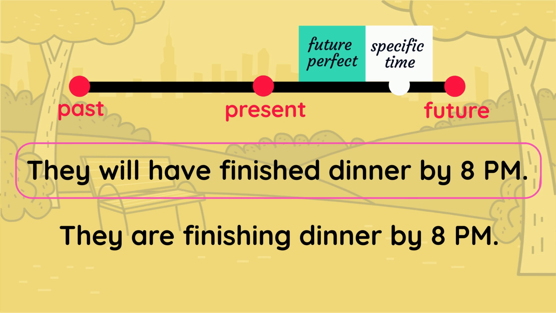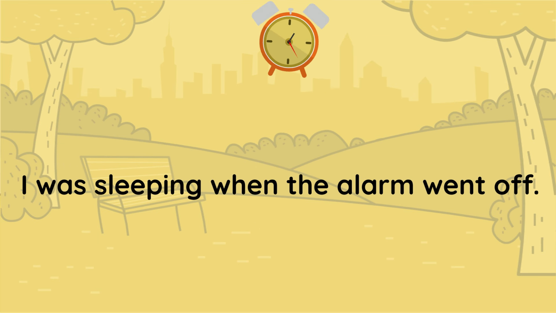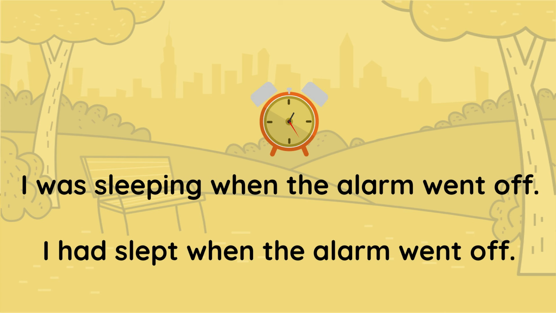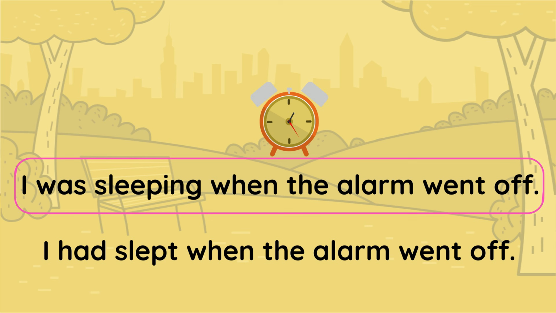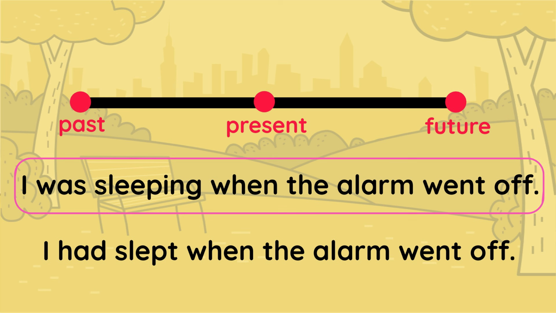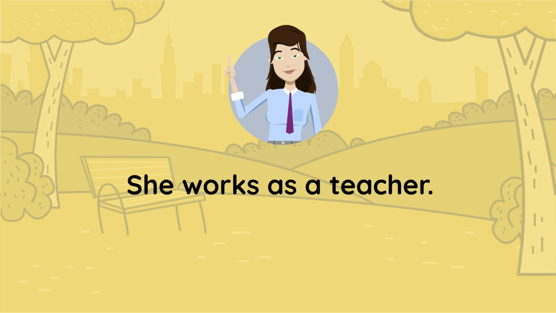It's future perfect. I was sleeping when the alarm went off, or, I had slept when the alarm went off. The correct answer is I was sleeping when the alarm went off. The verb is describing an ongoing past action interrupted by another. It's past continuous.